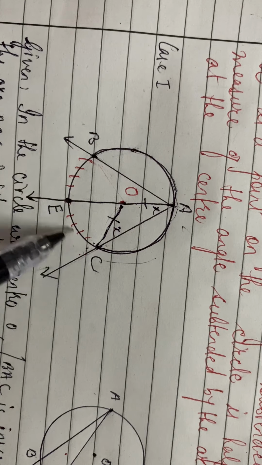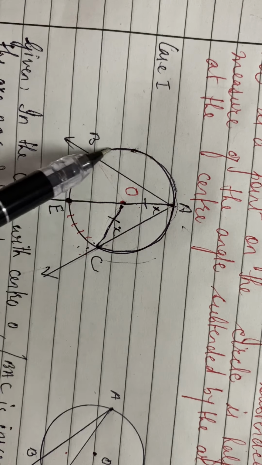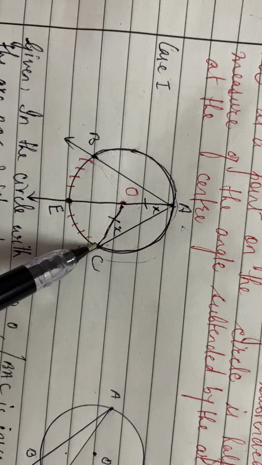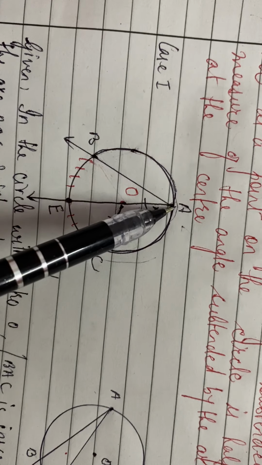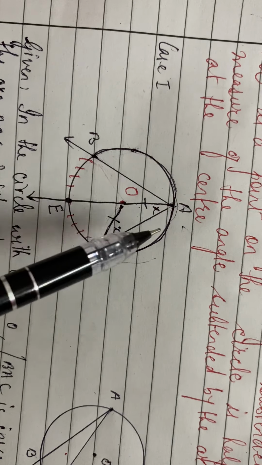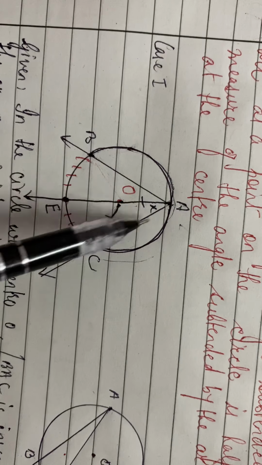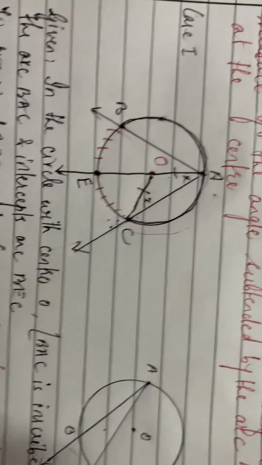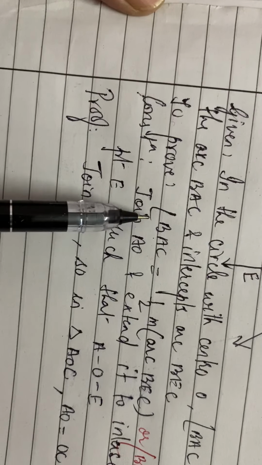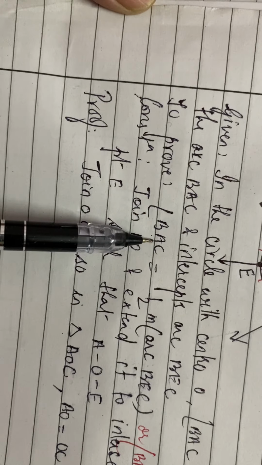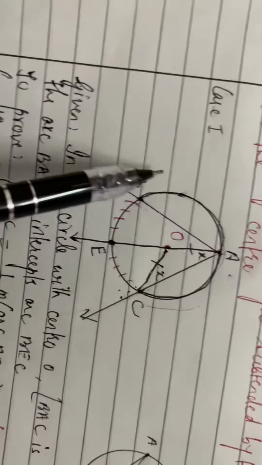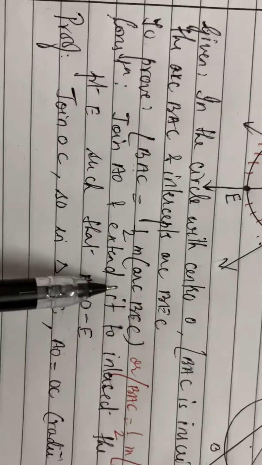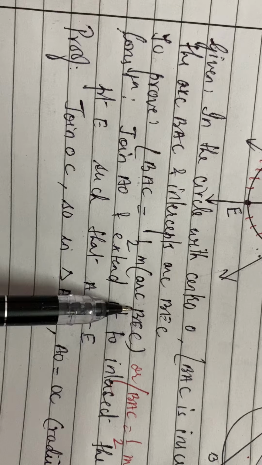So this arc is called the intercepted arc, and arc BAC is called the inscribed arc because the vertex of the angle lies in that arc. So we have the theorem: the measure of the inscribed angle is half of the measure of the intercepted arc. This is the way we write it. The measure of the inscribed angle, angle BAC is the inscribed angle, and it is half of which arc? It is half of arc BEC.